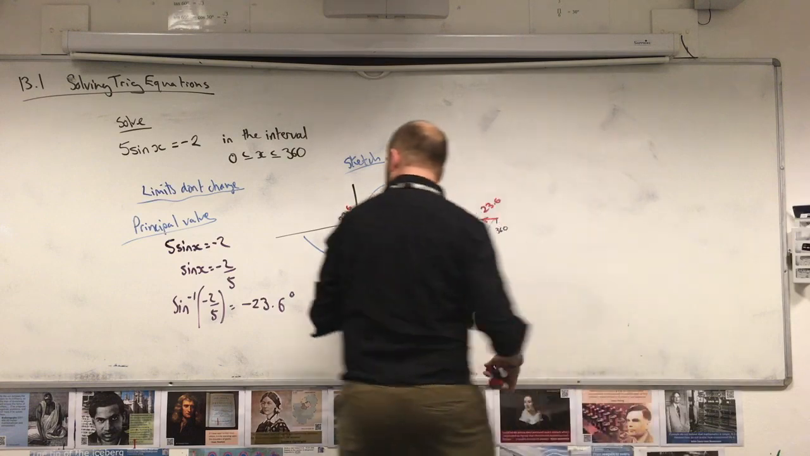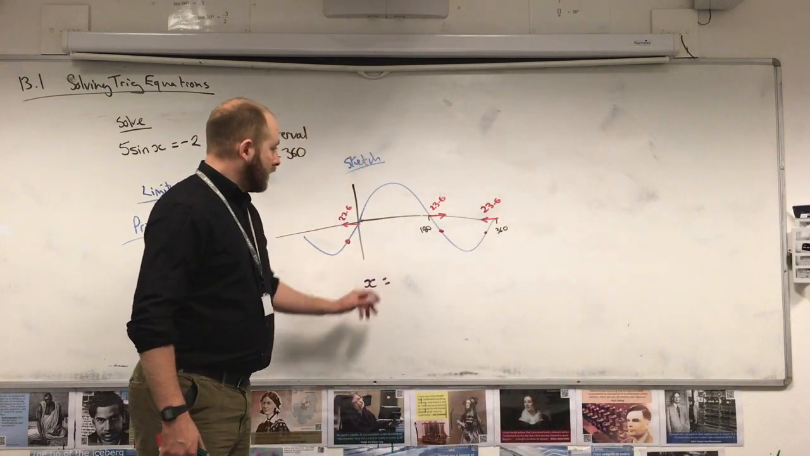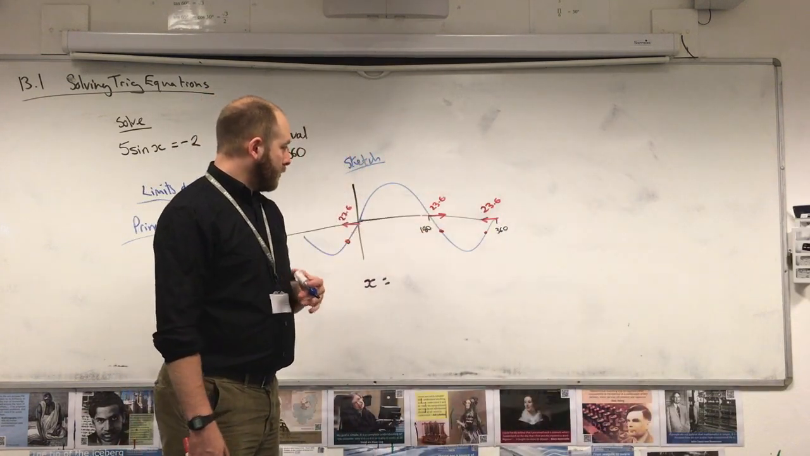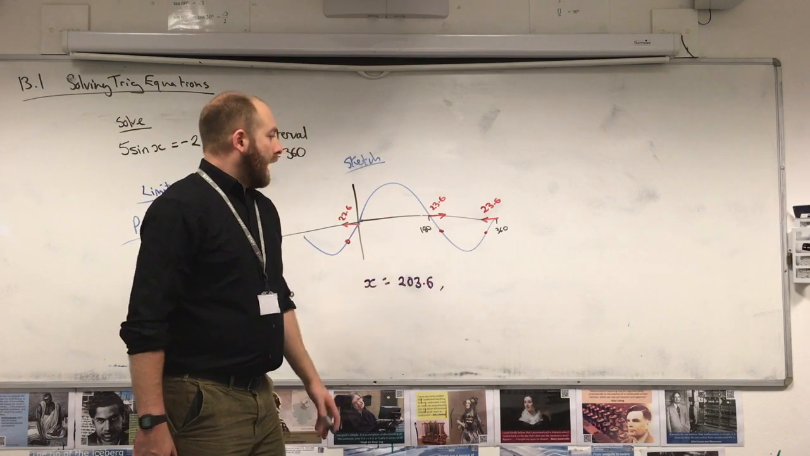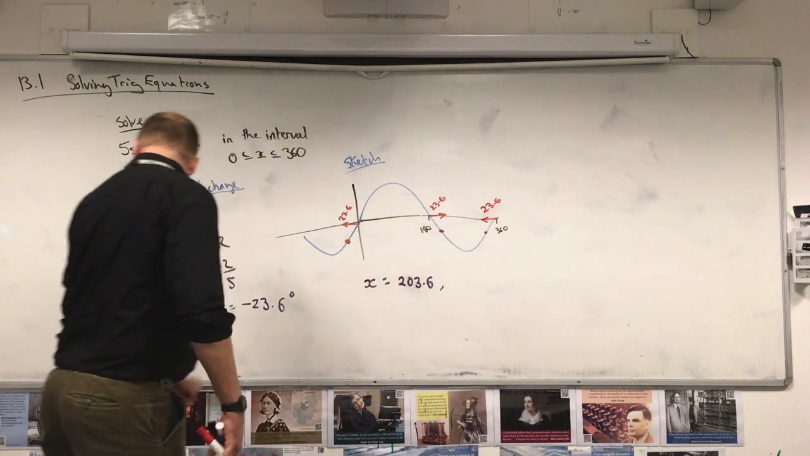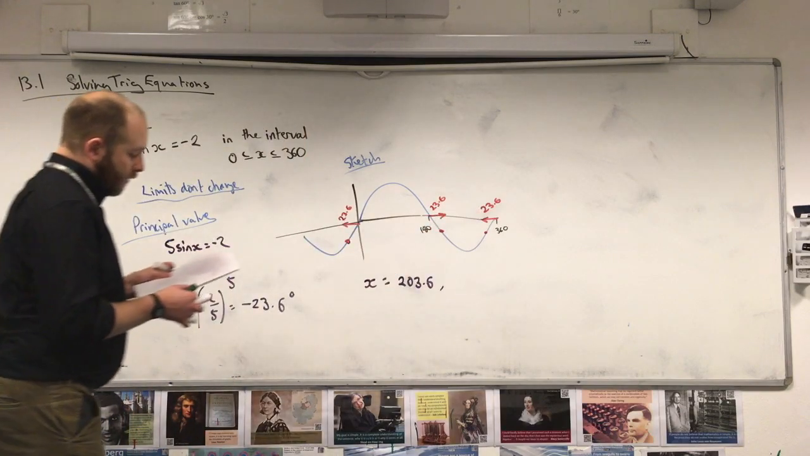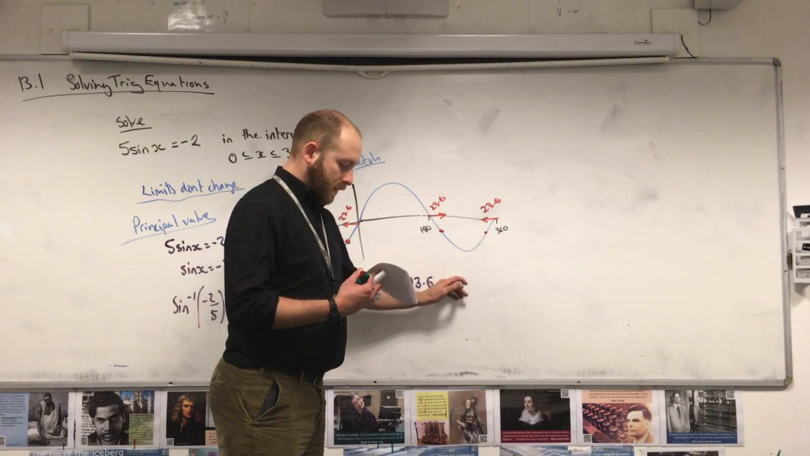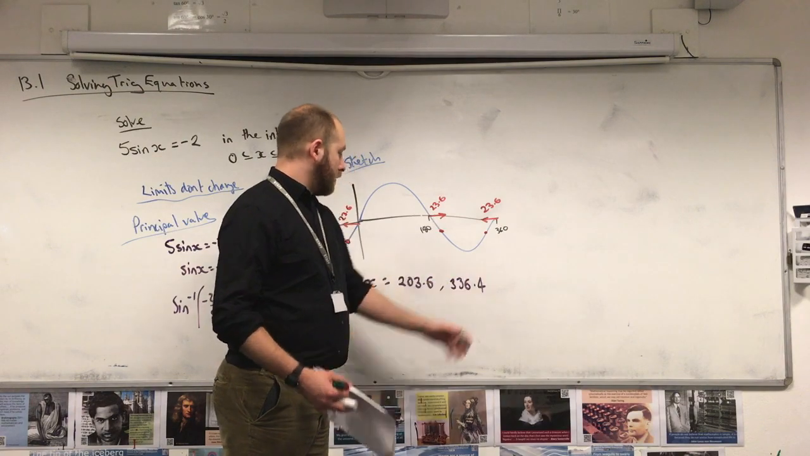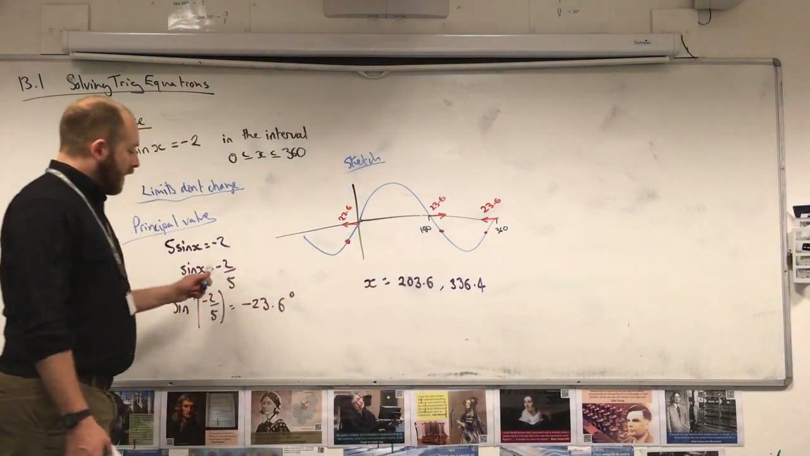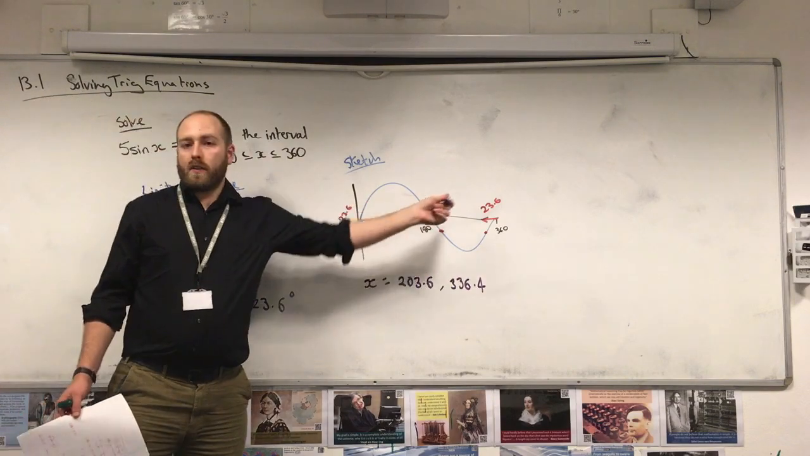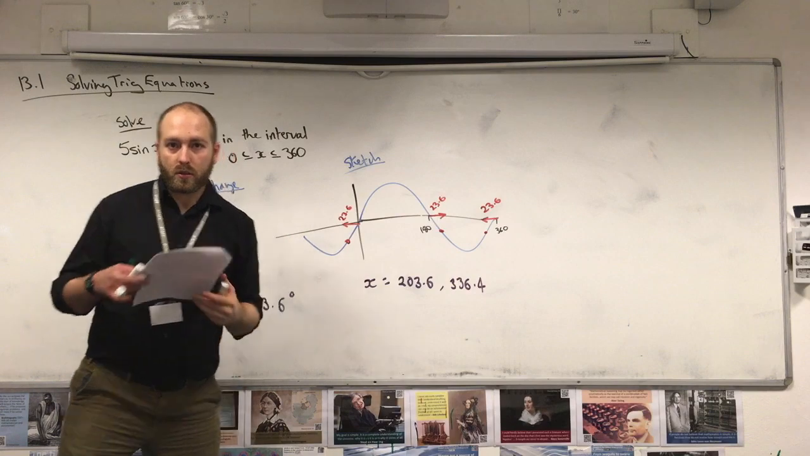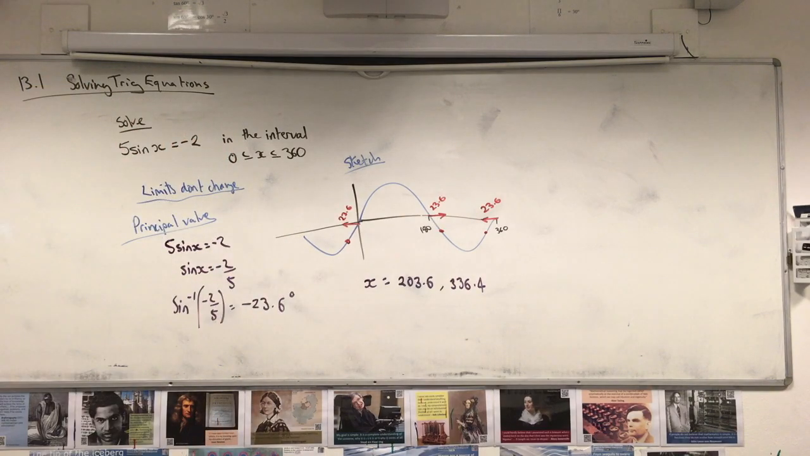So our solutions, x, is going to be 180 plus 23.6, which will be 203.6, and 360 take 23.6, which will be 336.4 degrees. So two solutions this time. This one isn't a solution because it's outside of the range, but we've used it to find those further on solutions. Right, so we'll try one more of these ones with two transformations this time.